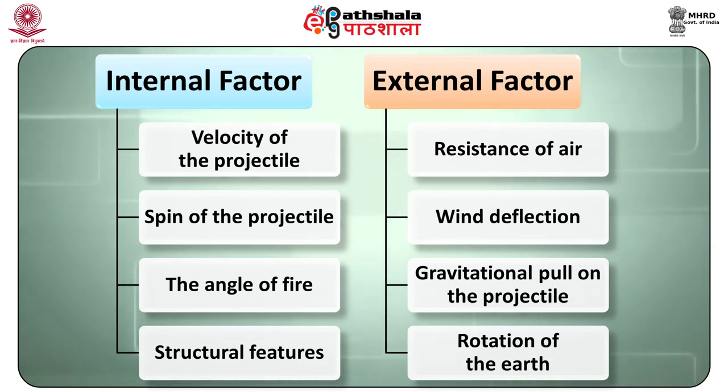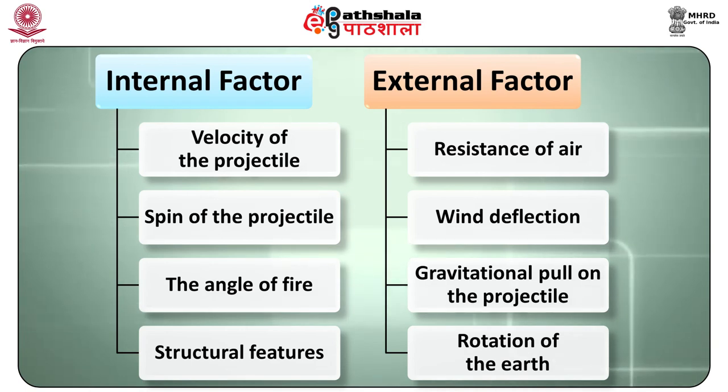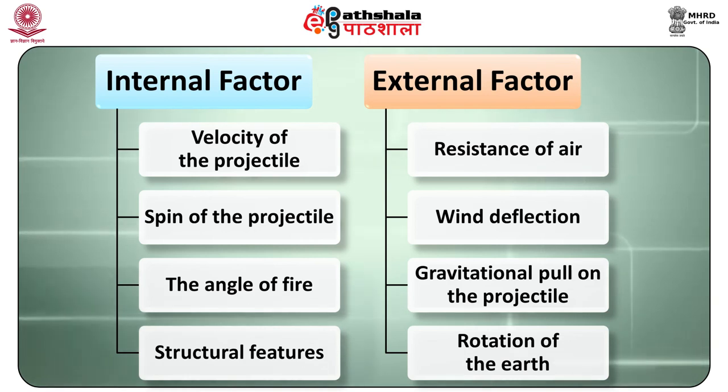Then come external factors. External factors affecting trajectory shapes are resistance of air, wind deflection, gravitational pull on the projectile, and lastly, rotation of the earth.